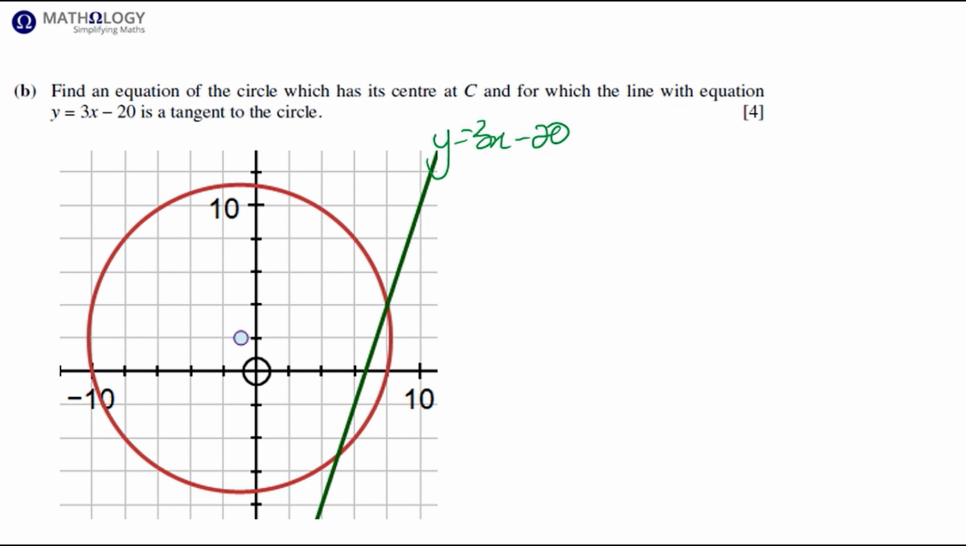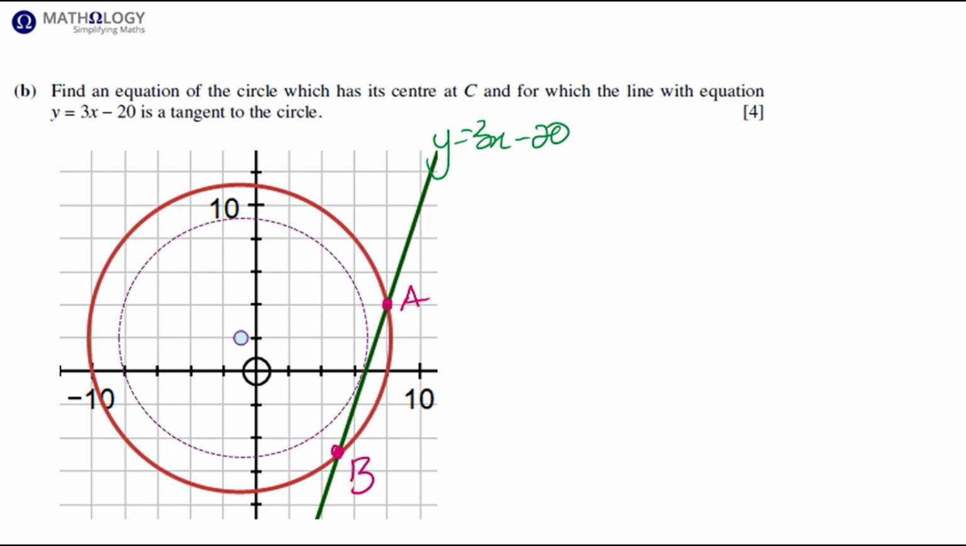Now, we need this line, which intersects the circle at two distinct points. We've already established what the coordinates of those points were, point A and point B. Now, for the line y equals 3x minus 20 to be tangential to a circle, not the same circle that we're looking at right now, but another circle that has the same center C.